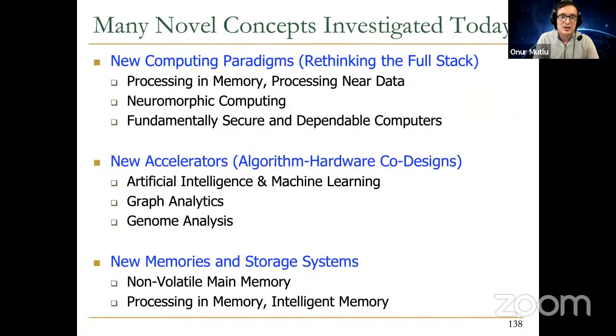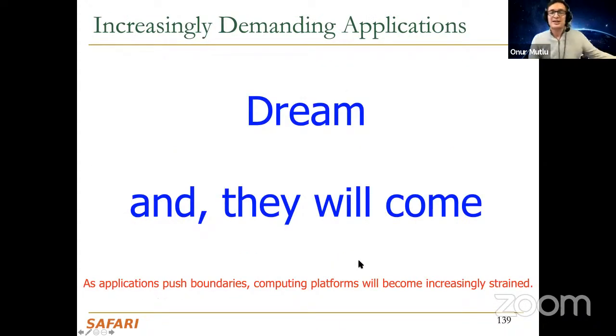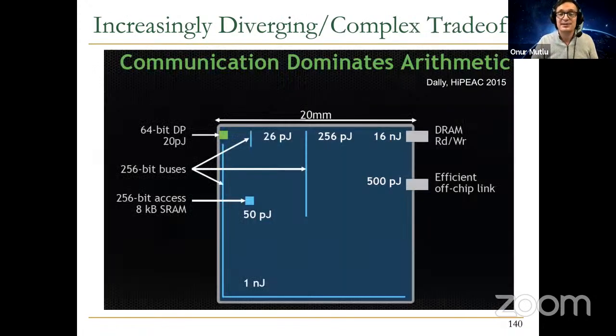Okay, so basically today there are many novel concepts being investigated: new computing paradigms, new accelerators, new memories and storage systems that I mentioned earlier. And we have increasingly demanding applications and increasingly diverging and complex trade-offs. So this is the 1 nanojoule that I mentioned. If you go from this part of the chip to this part of the chip, that interconnect costs you 1 nanojoule. So the array access for SRAM is actually relatively cheap in terms of power.